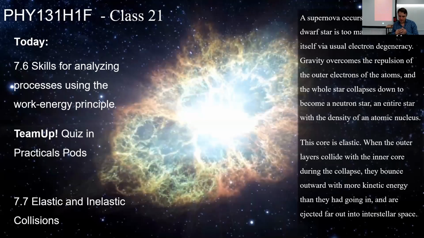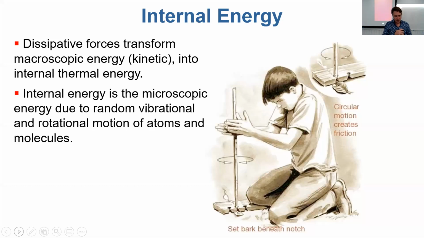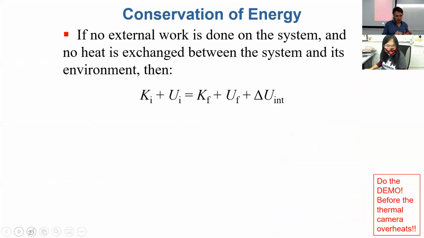That's getting really cold. So what I wanted to do was talk about internal energy. Dissipative forces transform macroscopic energy, meaning things that are actually moving, into internal thermal energy, which is little random motions of the particles inside an object. So internal energy is the microscopic energy due to random vibrational and rotational motion of atoms and molecules. And if you've got kinetic friction, you can solve for the change in internal energy as being the friction force times the distance.